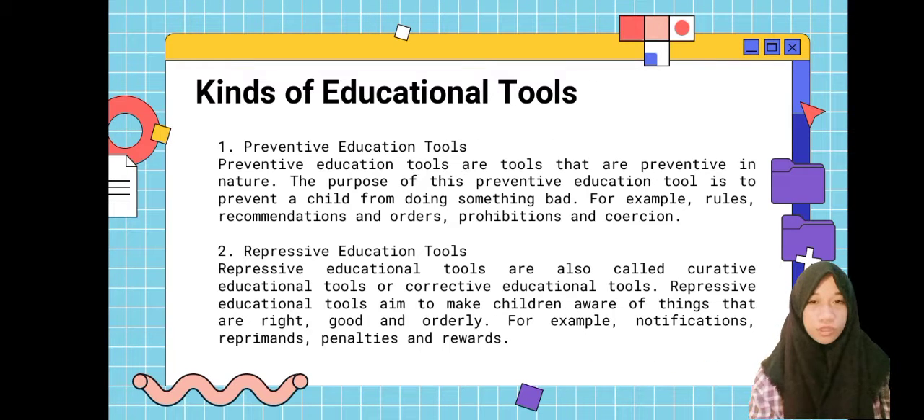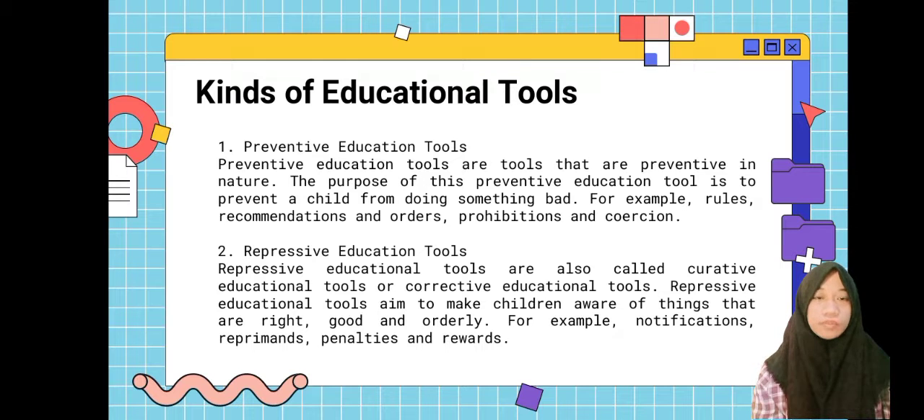Kinds of educational tools. Number 1. Preventive education tools. Preventive education tools are tools that are preventive in nature. The purpose of this preventive education tool is to prevent a child from doing something bad. For example, rules, recommendations and orders, prohibition, and coercion.